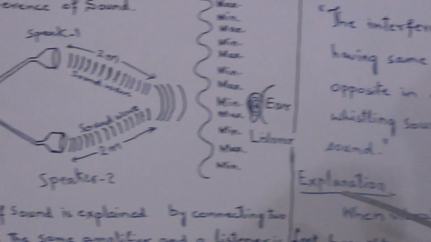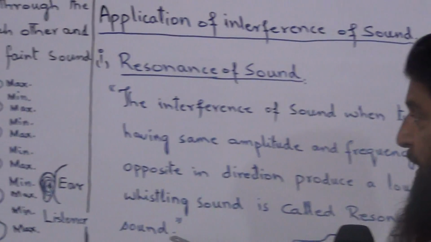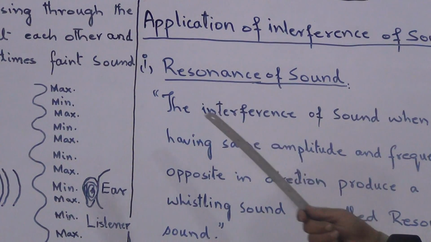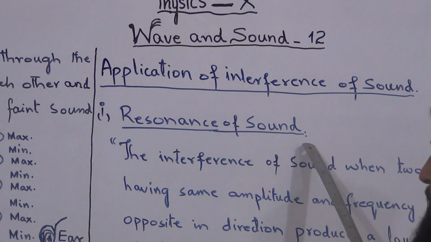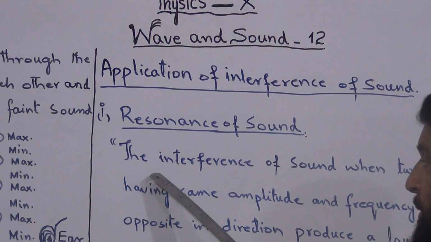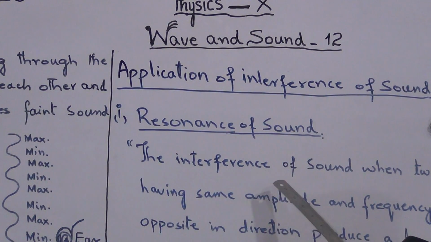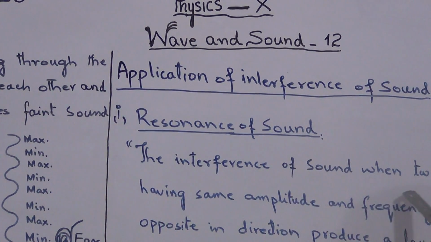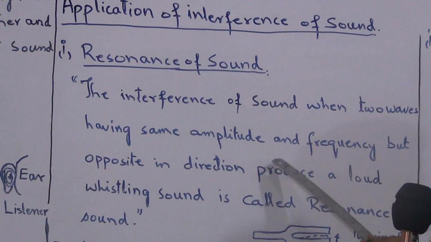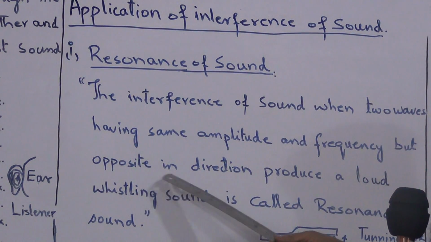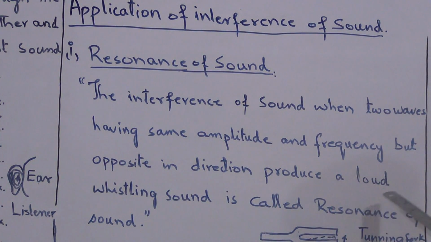Now come to the applications. In daily life we hear this interference. So the first one is resonance of sound wave. The interference of sound wave when two waves having the same amplitude and frequency but opposite in direction produce a loud whistling sound is called resonance of sound.